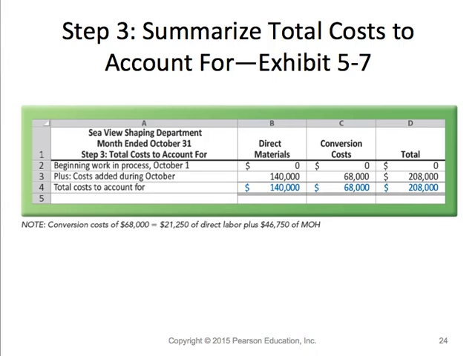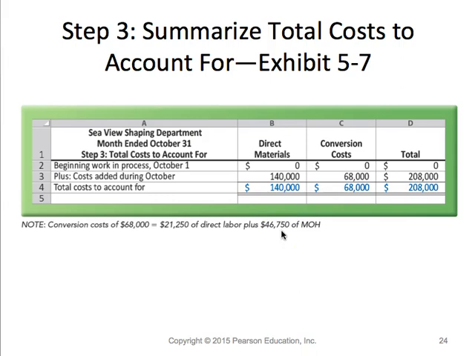Here's step number 3 to summarize total cost to account for. And the cost here, now we haven't calculated. This is given in the book. So total cost to account for during October, the company will have this number. And so $140,000 was added in October, and the conversion cost of $48,000. So this is how much they paid for the labor and the manufacturing overhead.